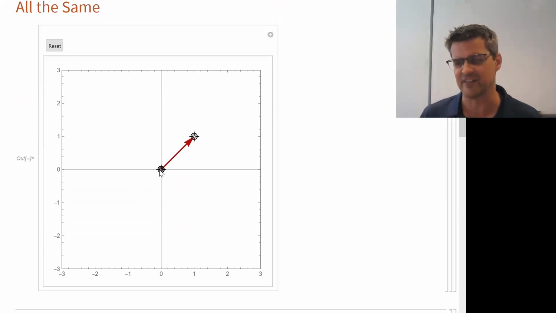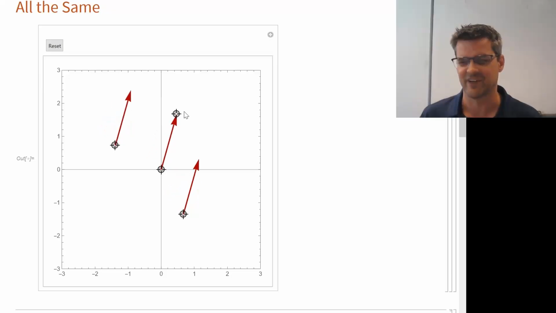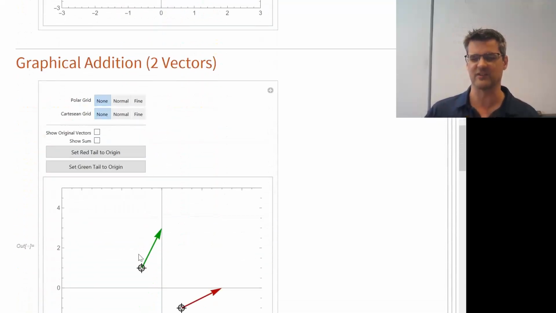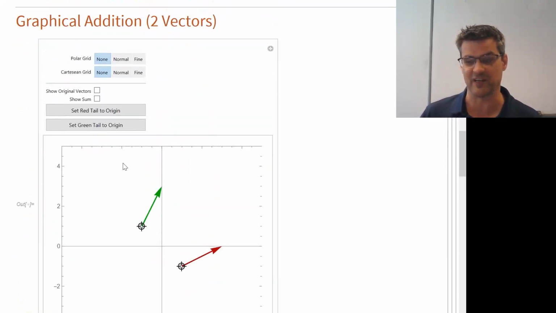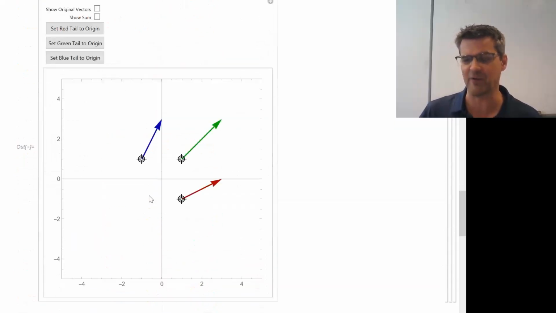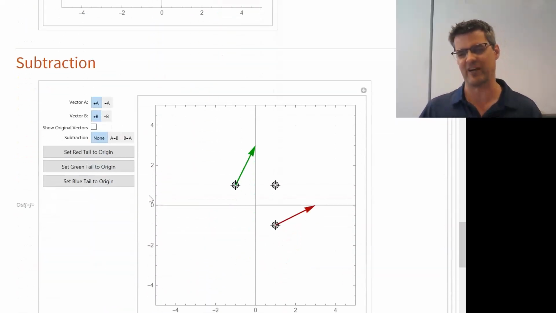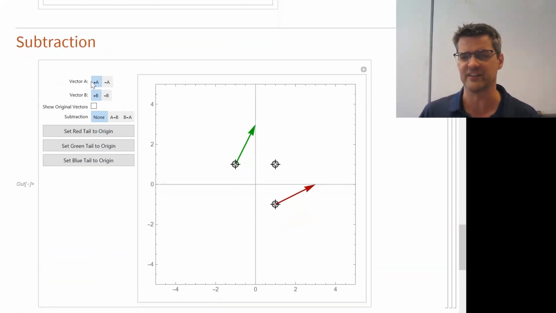If you're curious, all of these vectors are the same. Same magnitude, same direction, different location, and that's totally fine. I have a little Mathematica simulation here where we can talk about addition. Not a big deal. But I wanted to talk here about subtraction. And here what I have is 2 vectors. I've got a vector A, I've got a vector B. A is the red, B is the green.